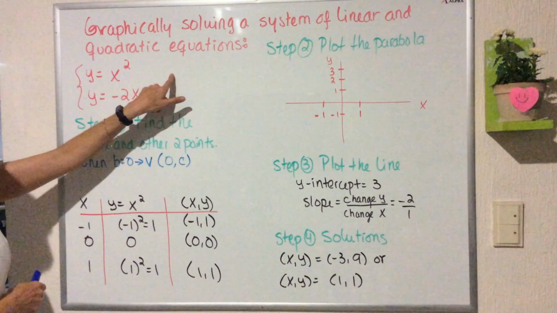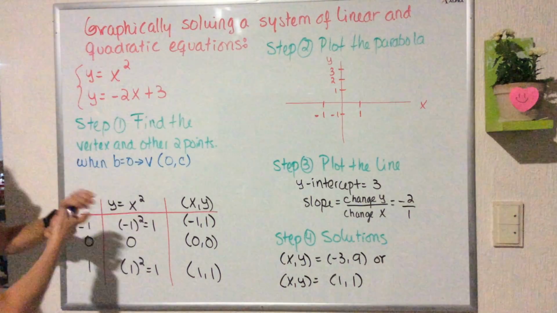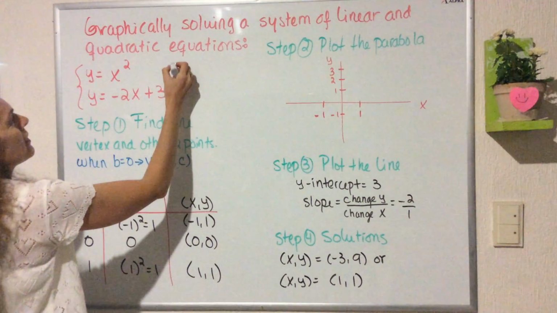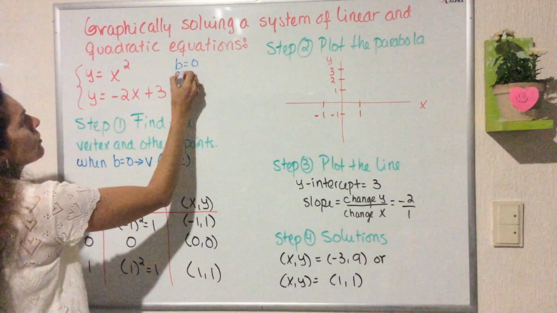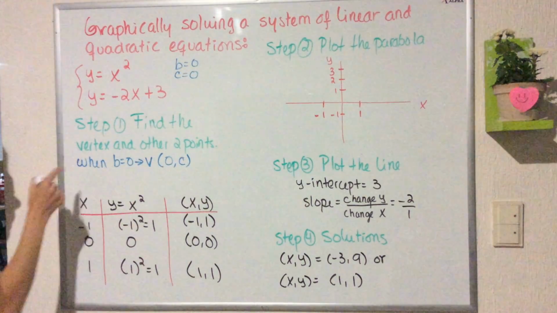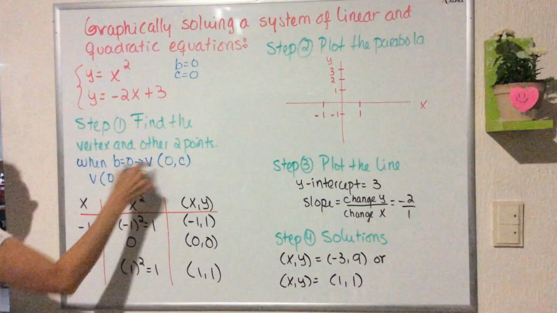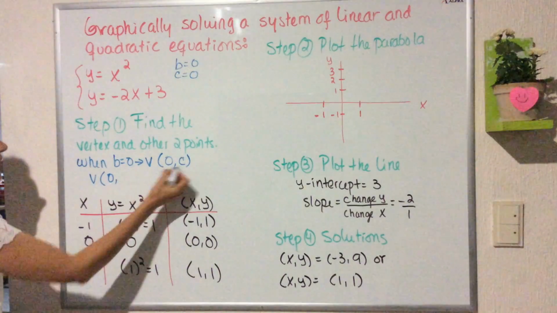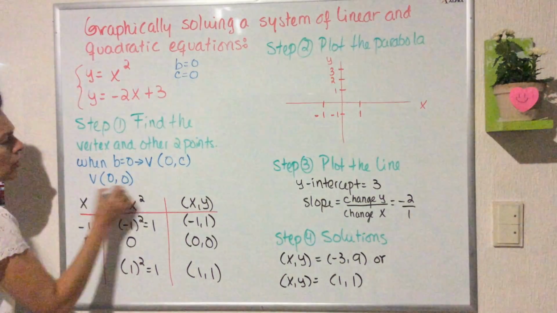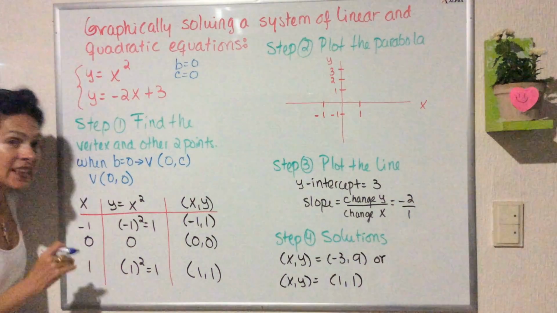But in this case, C also equals 0, remember? Let me write it here. B equals 0 and C also equals 0. So the vertex would be 0, because this is the rule, comma, and C. And as C is 0, the vertex is exactly at the origin.